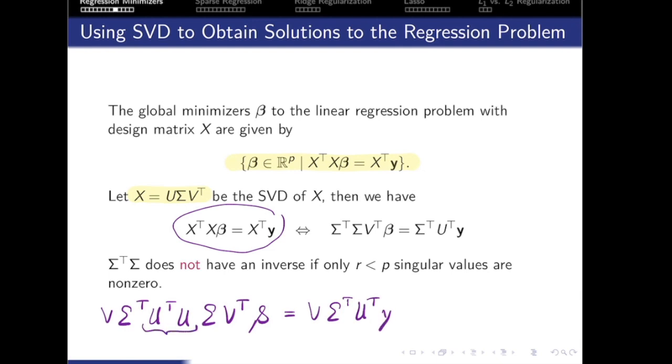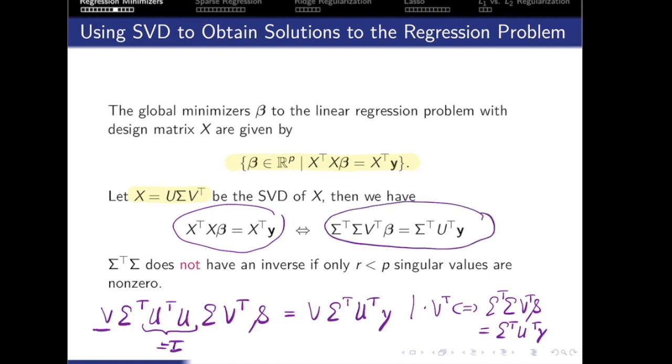Now here we have U transposed times U, and U is orthogonal, so this is equal to the identity matrix. And then we can multiply this equation with V transposed from the left, because here we have V on the left, and we want to solve now for beta. So if we multiply with V transposed from the left, then we have the equation sigma transposed times sigma times V transposed beta is equal to, here we have now V transposed times V on the right. So this is the identity matrix, and then we have left sigma transposed times U transposed times Y. So this is what is standing here.